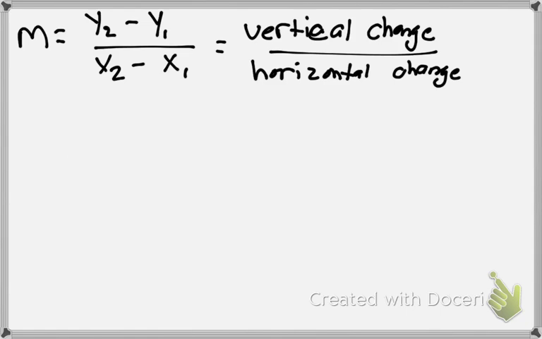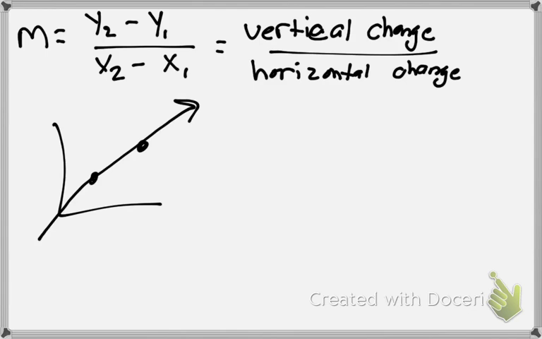To kind of see this on a graph, I'm going to have 2 points here and a line that goes through them. Here, I can kind of make a triangle to connect the 2 points. The distance that I travel up and down would be considered my rise, and the distance that I travel left or right is what I consider to be my run.